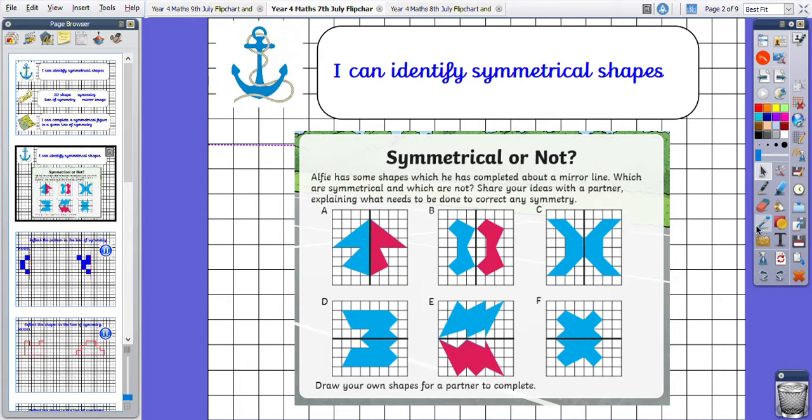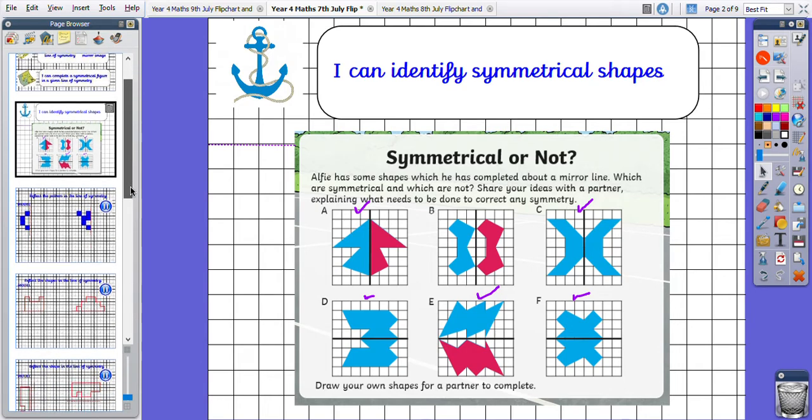Okay then, so actually we have A, which is correct, C is correct, D is correct, E is correct, and so is F. B is not a reflection, it's exactly the same picture drawn again on the opposite side, so it's the only one that is not symmetrical. So well done if you got those correct.